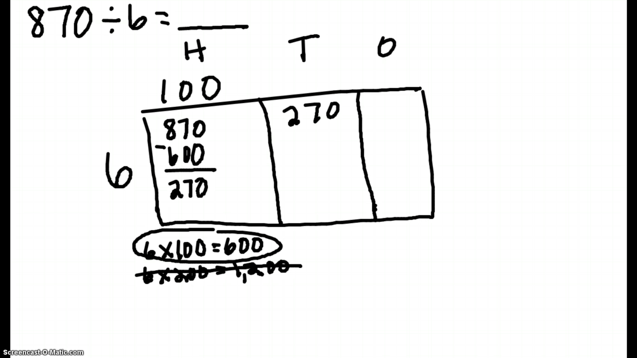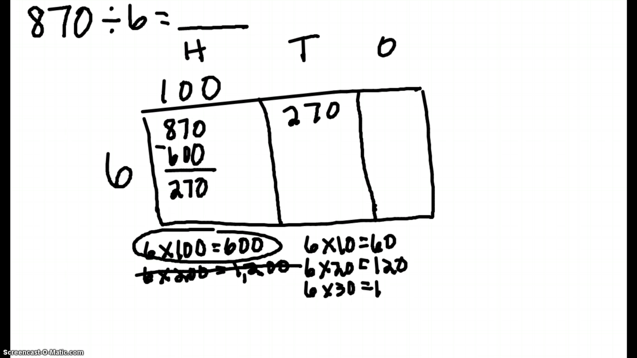Before, I guessed by 100s. Now that I moved over, I'm going to guess by tens. You can tell I can't guess by 100s because 6 times 100 is 600, and I have to figure out how many 6's can fit into 270. So I'm going to guess by tens. I'm going to start off with 6 times 10, and that's 60. 6 times 20 is 120. I'm getting closer, but I need to figure out 270. So I'm going to keep going.